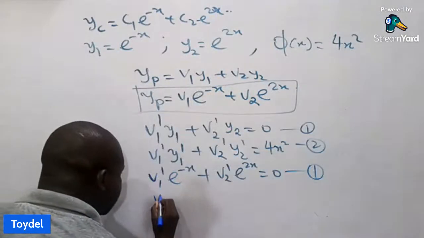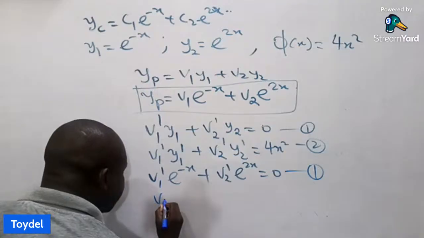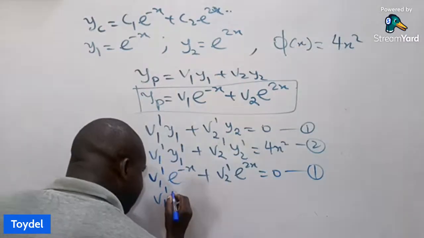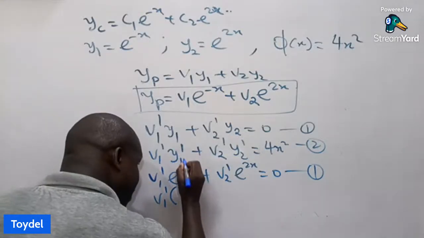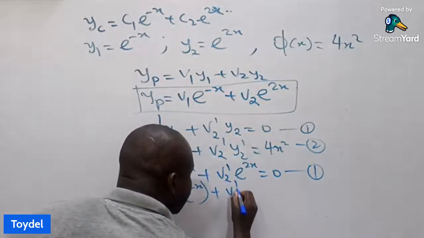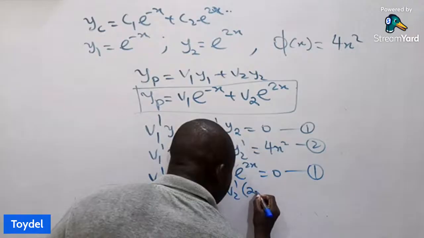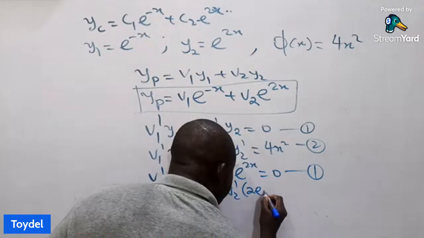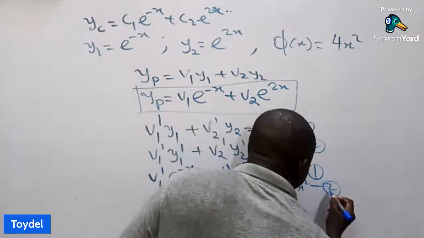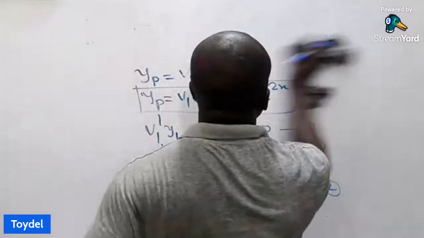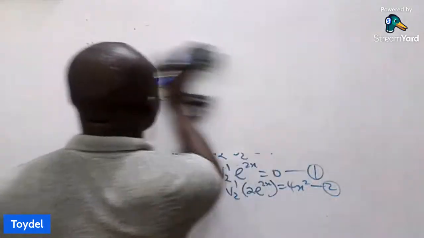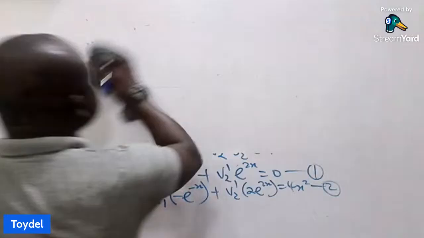Then v1 prime, then y1 prime. Let's differentiate this. If you differentiate y1, that's y1 prime, which will be minus e to the minus x. Then plus v2 prime, let's differentiate y2 to get y2 prime. That will be 2e to the 2x, equal to 4x squared. Equation 2. Then what do we now do? We now solve the two equations simultaneously.